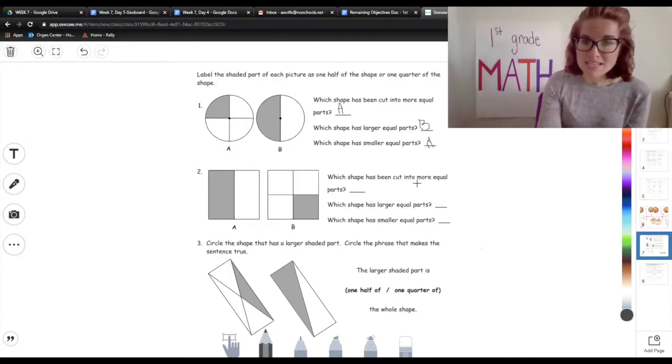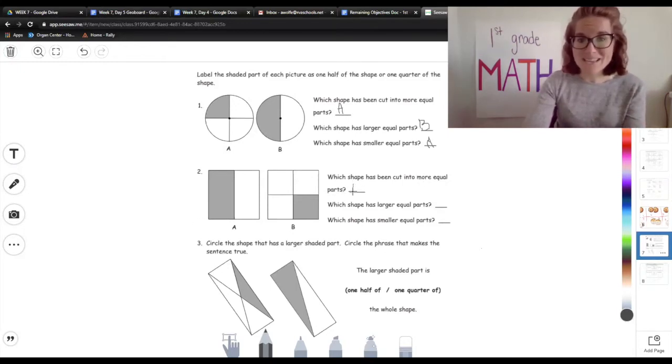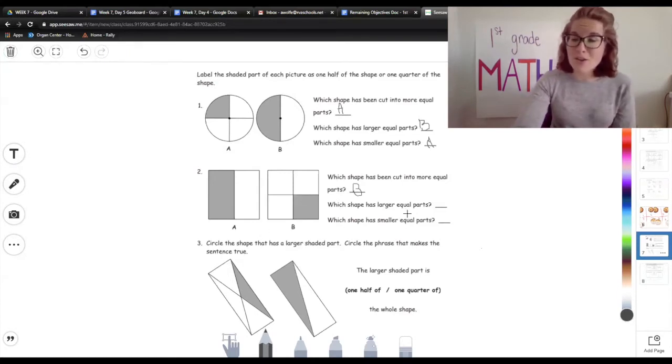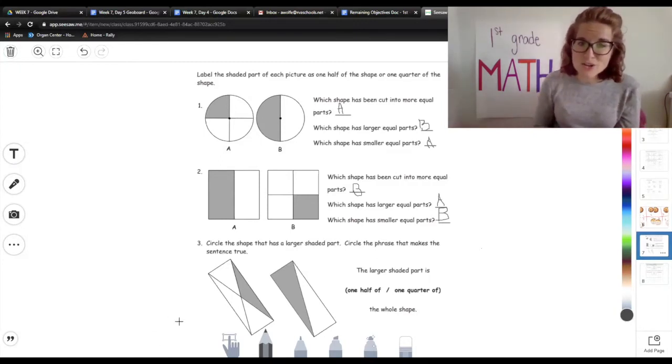Which shape has been cut into more equal parts? Which one has more parts? B. Good. B is divided into quarters, and A is divided in half. Which shape has larger equal parts? A. Which shape has smaller equal parts? B. More people are sharing it in letter B, so the parts are going to be smaller. Good job. Number 3 says circle the shape that has a larger shaded part.